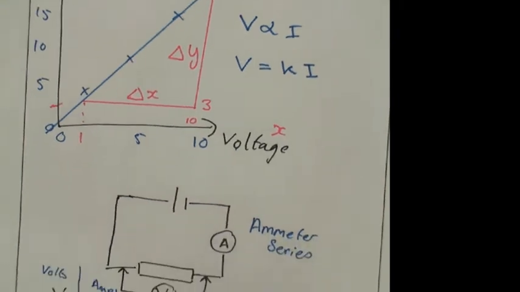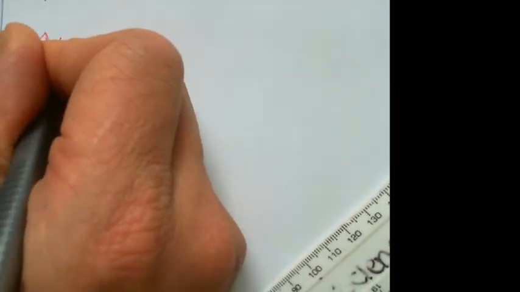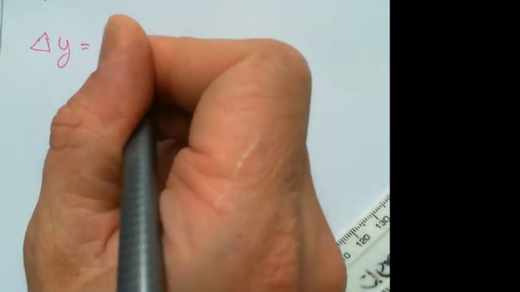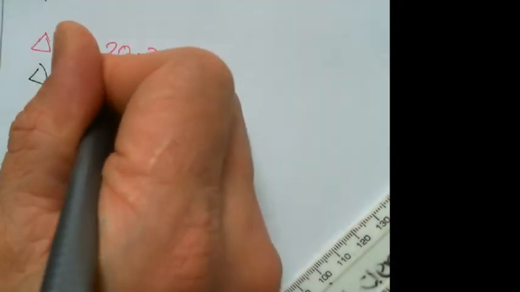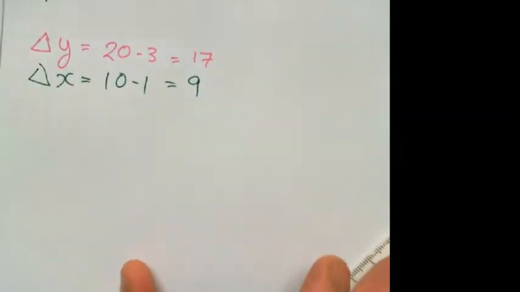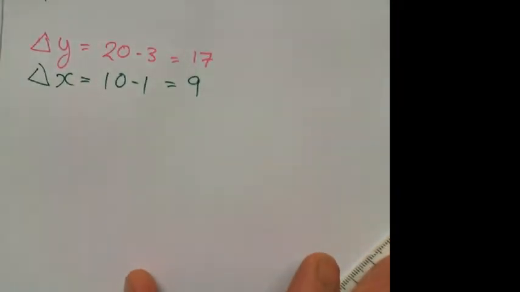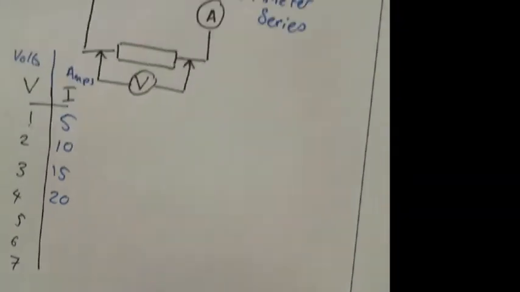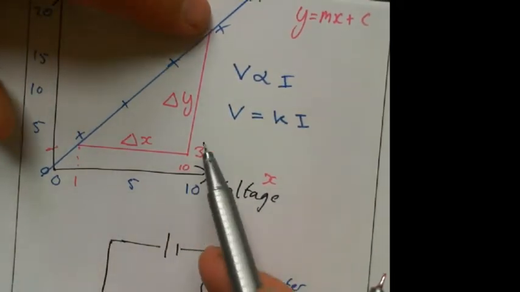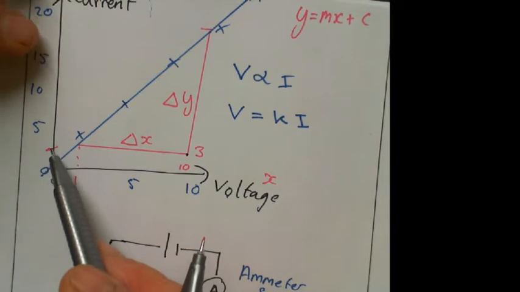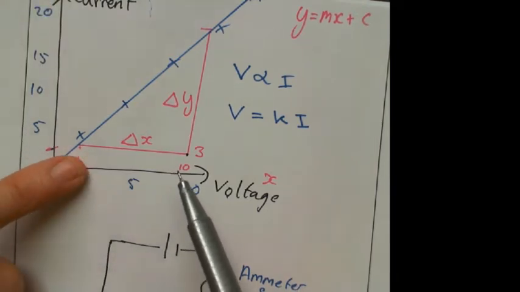So I can say that delta y equals 20 minus 3, and delta x equals 10 minus 1. So this one is 17 and this one is 9. Okay, so that's delta y and delta x. Remember, that just means change in y and change in x. And from my graph, you can see the change in y is from 3 to 20, and change in x is from 1 to 10.